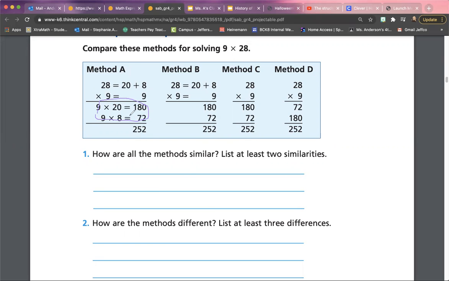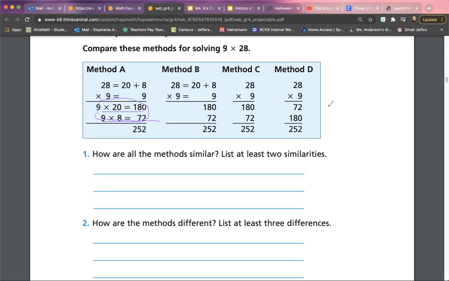If you notice, method A, method B, and method C, they all have 180 first and then 72. This one is 72 and then 180. So all they did was just flip-flop it. They just did 9 times 8 first, which is 72, and then 9 times 20, which is 180.